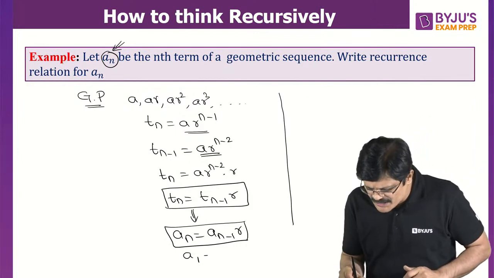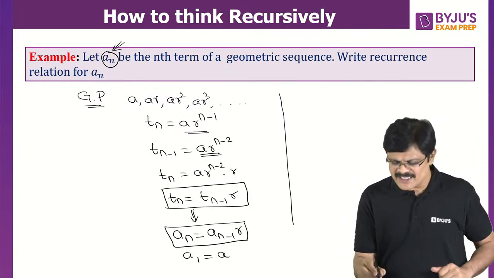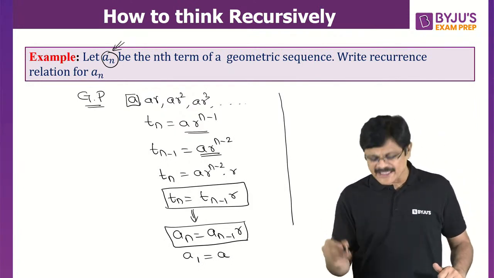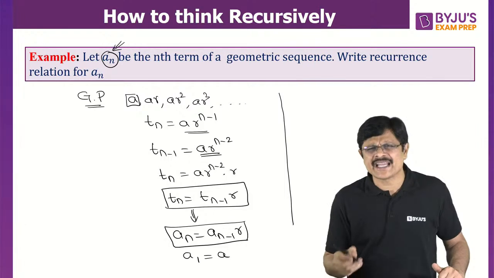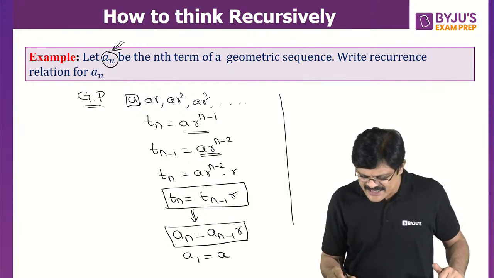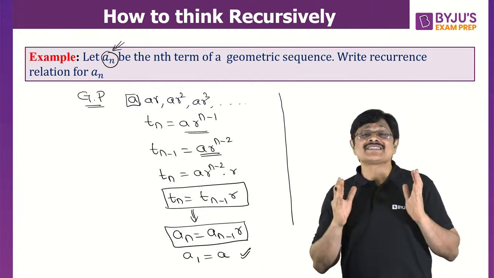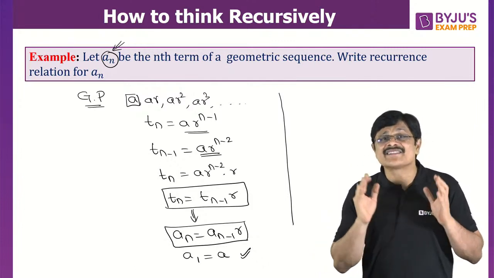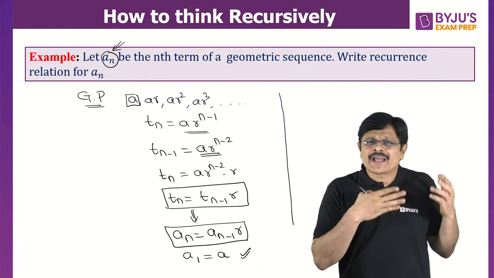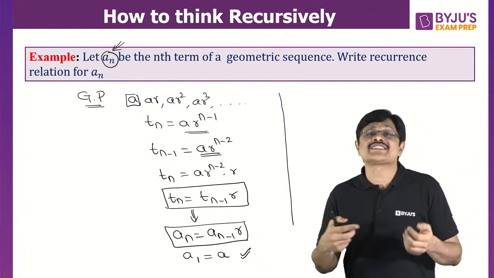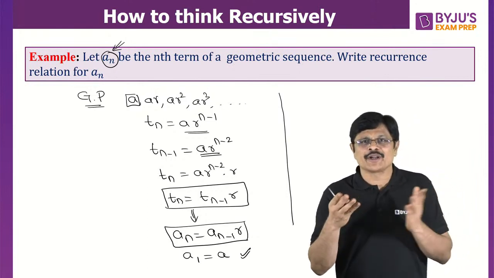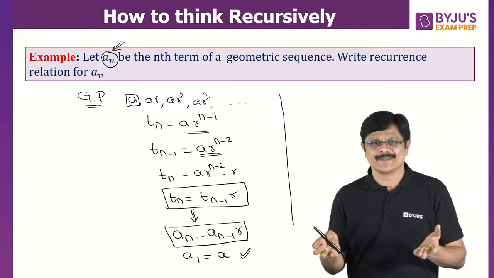Then what is the first term here? First term is A. A into R is the second term, like that. An means the nth term of the geometric progression, my dear friends. And this is your complete recurrence formula or recurrence relation. This recurrence relation can be used to write recursive algorithms, or you can write recursive functions if you are writing a particular program. That's it. Am I clear?